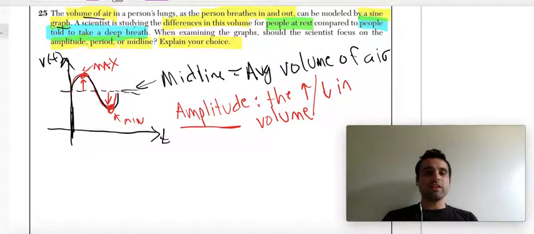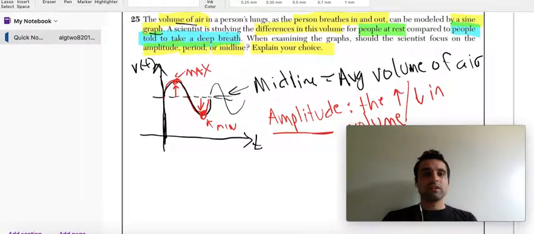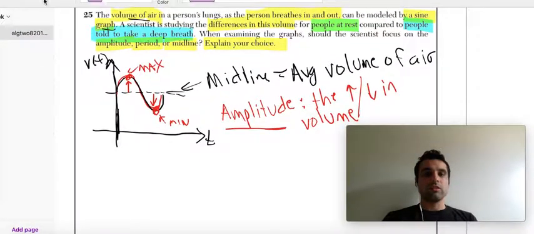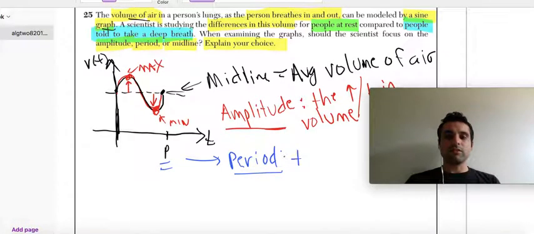Then the period is the time it takes the curve to complete one cycle, because if I were to do this again, I would repeat another cycle. So in this case, the period is one breath cycle, the time it takes to complete one breath cycle. This value right here, when we complete a cycle and return to the midline, is our period. So the period, I'll do in blue. The period is the time to complete one breath cycle.